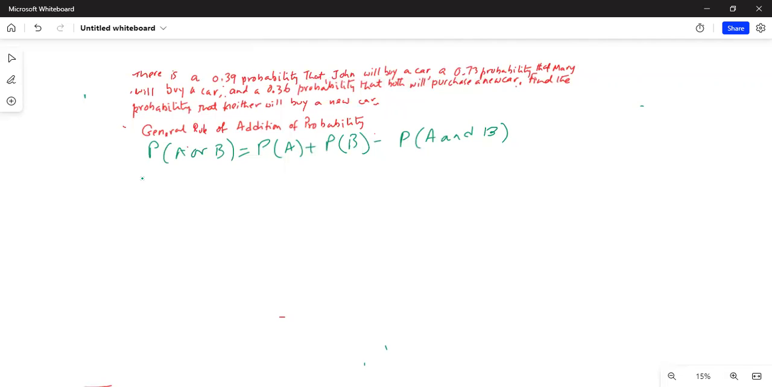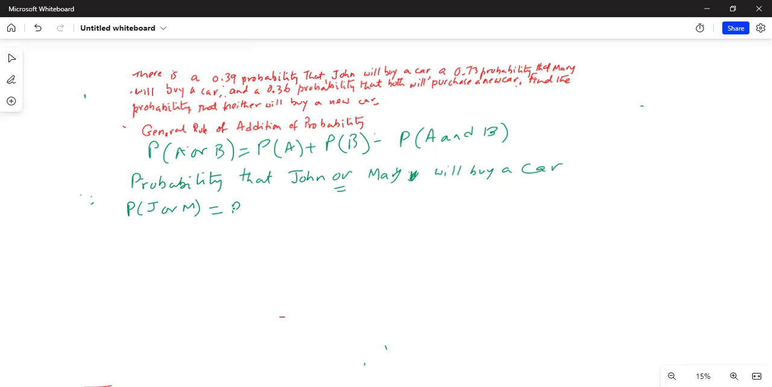Okay. So here the probability that John or, this is important, Mary will buy a car is equal to, so probability John or Mary will buy a car is probability of John plus probability of Mary minus probability of John and Mary.